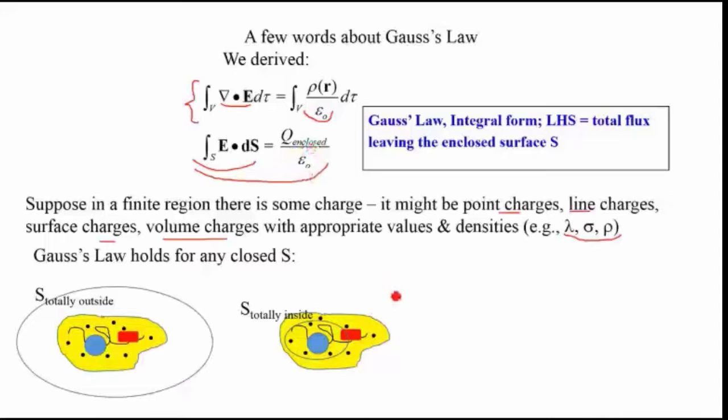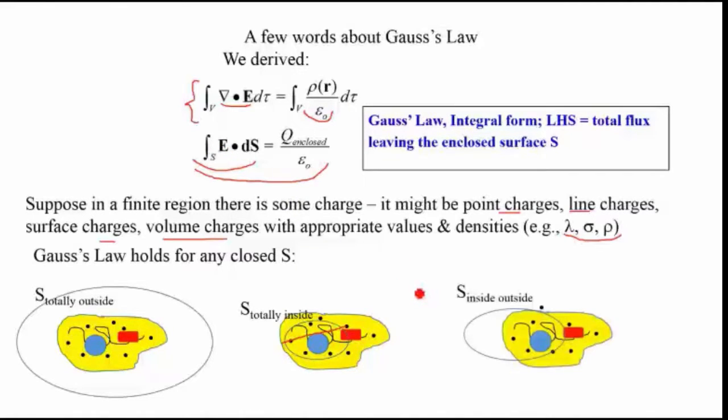But you say, wait a minute, if I have charge out here, that's going to create flux lines that pass through this surface. That's very true. But if, for example, this point charge has a flux line like this, it both enters and leaves this surface, so it contributes nothing to the total flux evaluated on that surface. That's why we can talk about Q inside being equal to the total flux passing through the surface S.